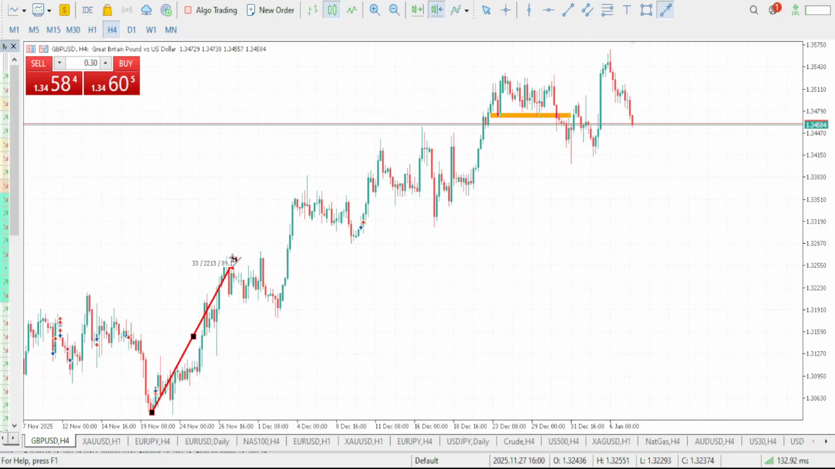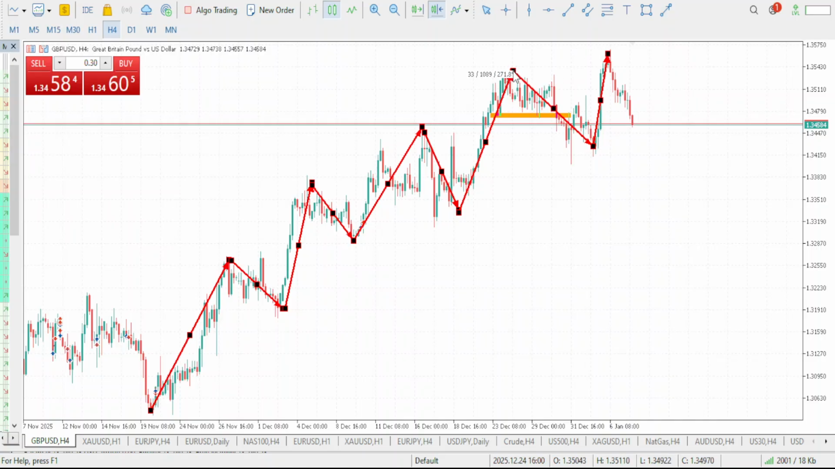Now, if this is your high on GBP USD, this is also seen as your higher low, and here is the higher high. This is the higher low, right? This is also seen as the higher high, and here comes the higher low. After this is now a higher high, here comes the higher low. This is also a new higher high, right? And here comes the higher low right now.